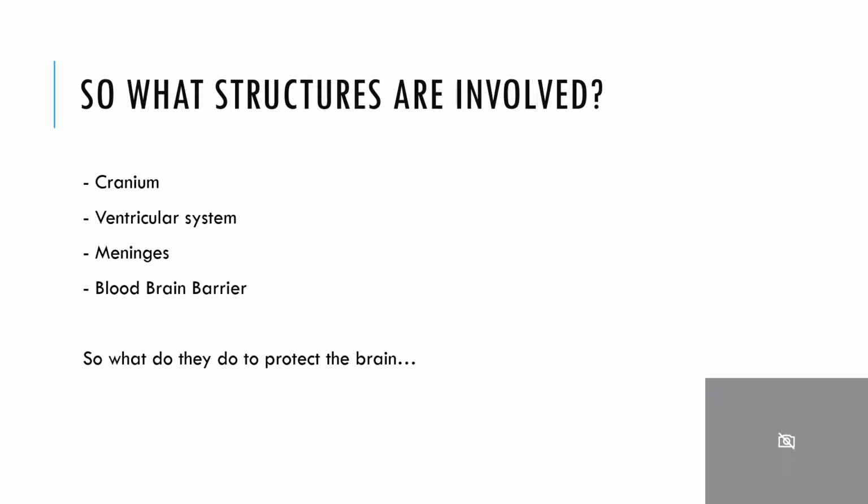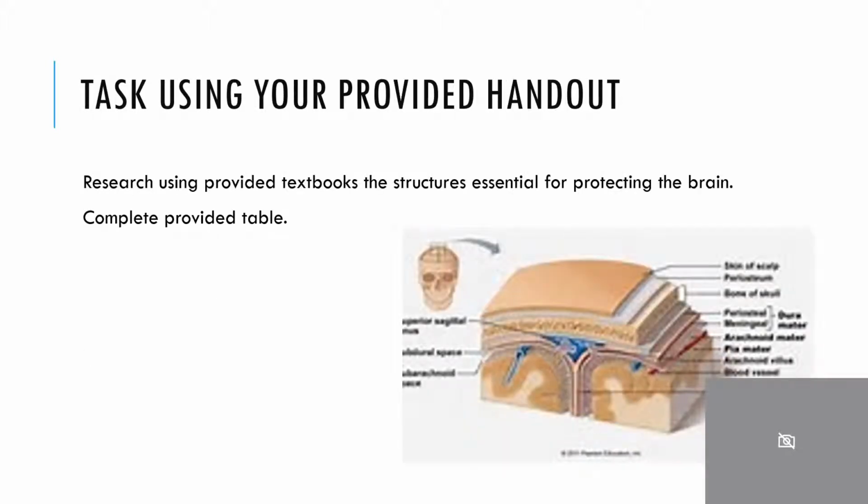So what structures are involved in protecting the brain? We have the cranium, the ventricular system, the meninges, and also the blood-brain barrier. So how do they protect the brain? You have an associated task to complete in order to fathom out how these stated structures have the purpose of protecting the brain. Please complete the task as depicted in the adjoining handout and upload this onto one file for your veterinary educationalist to mark.